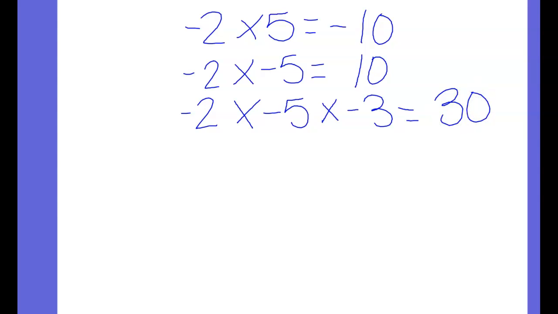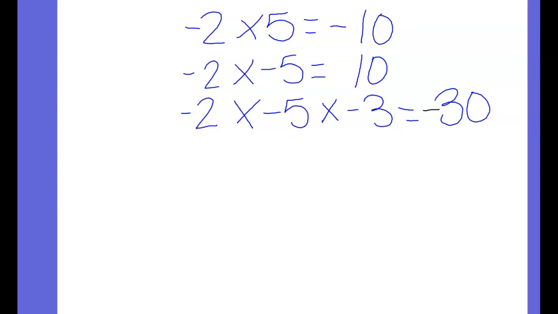Okay. So let's try it this way. So negative 2 times negative 5 is 10. We already said that. Times negative 3 is negative 30. Okay. Again, if you figure out a rule, keep quiet. Let's see if others can figure out the rule.